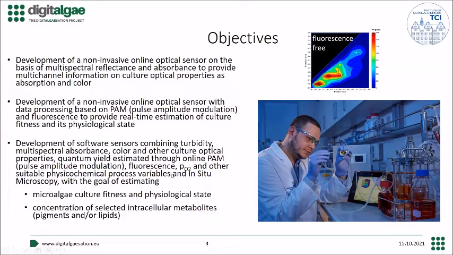The aim is to get information about the microalgae culture fitness, the physiological state of the microalgae cultivation, and, if possible, concentration of selected intracellular metabolites like pigments. You saw just in the last presentation that there are carotenoids, for example, or other products like lipids of interest in microalgae cultivations, and that we can hopefully also get some details on, so we can be able to monitor them.